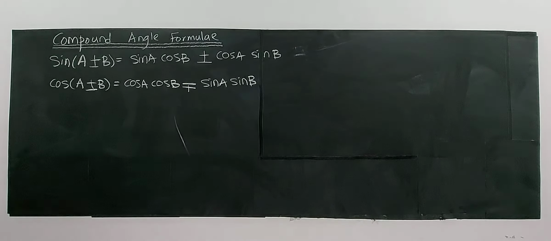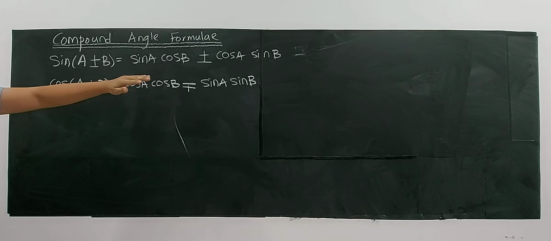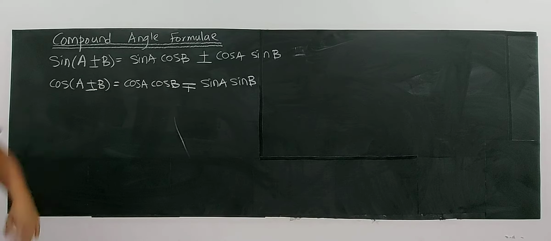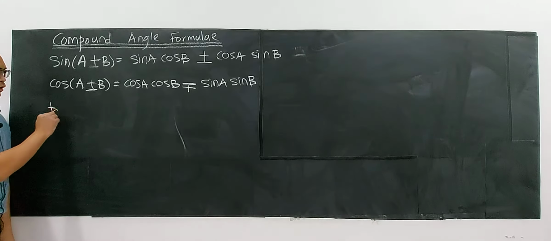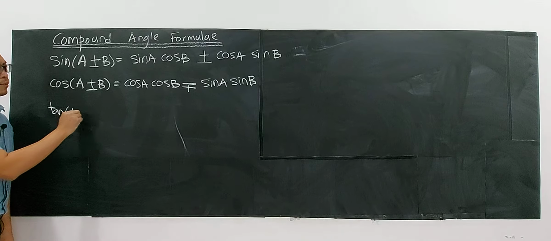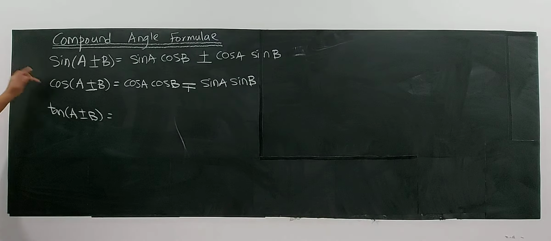So, okay, you look at these two, right? Sine A cos B, cos A sine B. So cos A cos B, sine A sine B. You have to be very familiar with this formula. Okay, then for the formula for tangent A plus minus B, we can generate it by using these two, right?